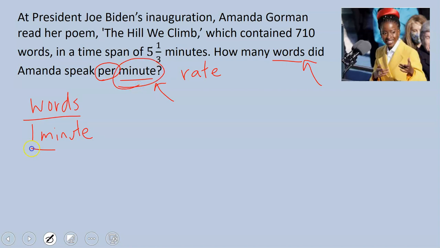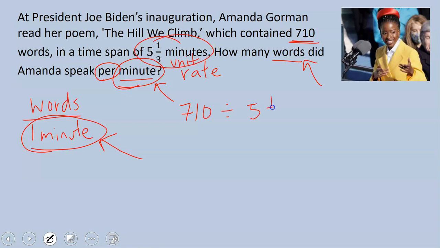words per 1 minute. We're talking about a rate that has the second unit being equal to 1. So we're figuring out the amount per 1. We're not actually finding just a rate. More specifically, we're figuring out a unit rate. And to figure out a unit rate, we divide. So we are going to take the number of words, 710, and we're going to divide 710 by the number of minutes to figure out the number of words that Amanda spoke per minute.